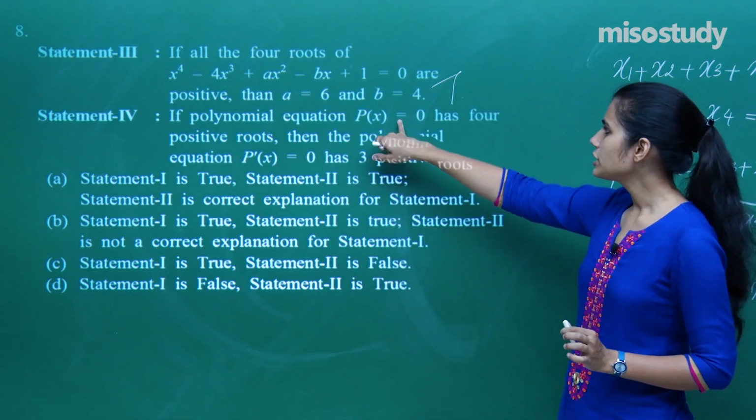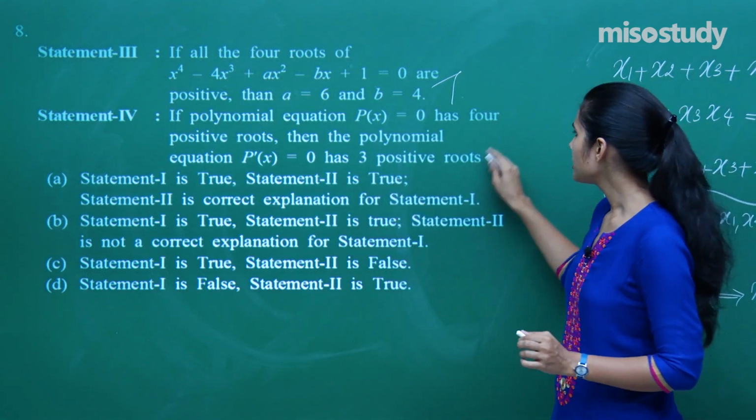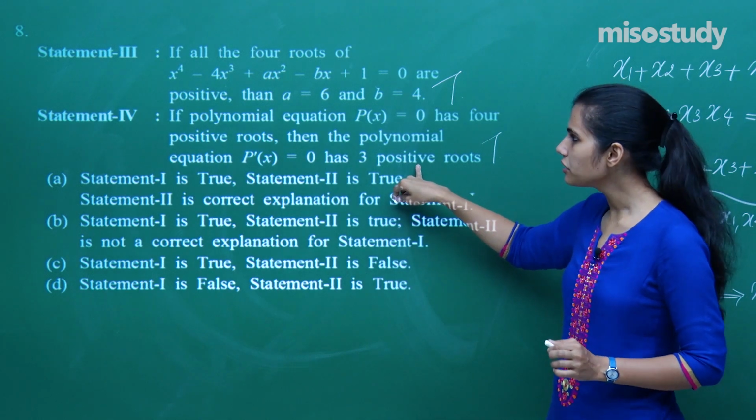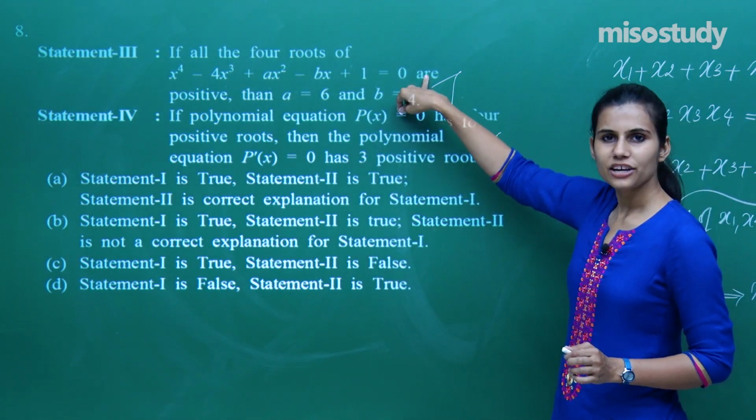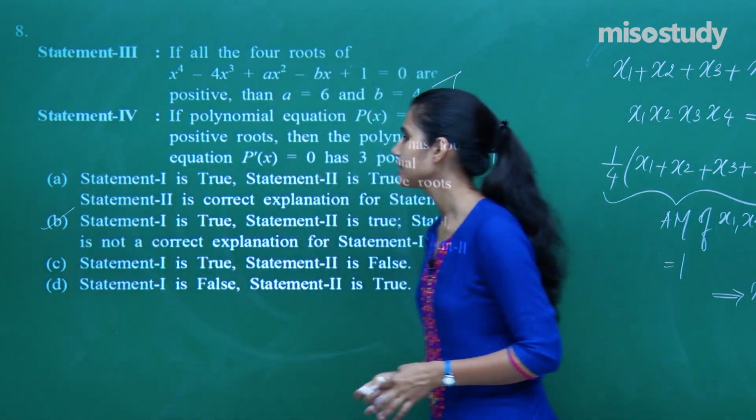Clear? So there are 4 positive roots of P(x), so at least 3 positive roots will be there of P dash. And therefore statement 4 is also true. This is following by Rolle's theorem, but this is not giving a correct implication for this. So I'll say statement 1 and statement 2 are true, but statement 2 is again not a correct explanation for statement 1.